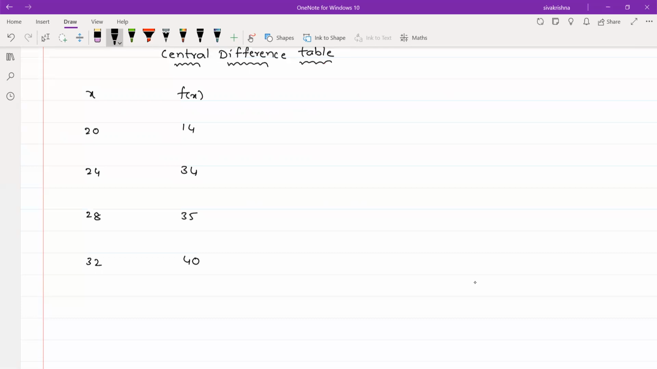So now coming to the differences. So the first differences, delta f of x. So 34 minus 14 gives 20. 35 minus 34 gives 1. 40 minus 35 gives 5. These are the first differences. So coming to the second differences, 1 minus 20 gives minus 19. 5 minus 1 gives 4. So coming to the third differences, 4 minus of minus 19, that is 4 plus 19, which is equal to 23.